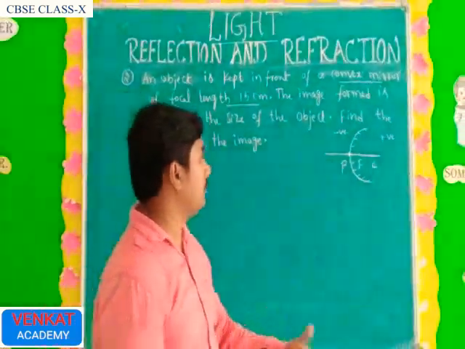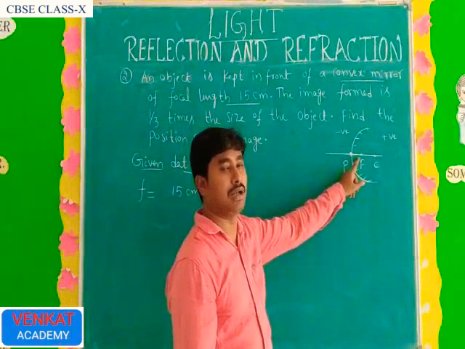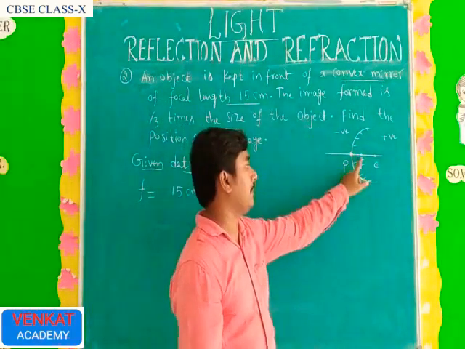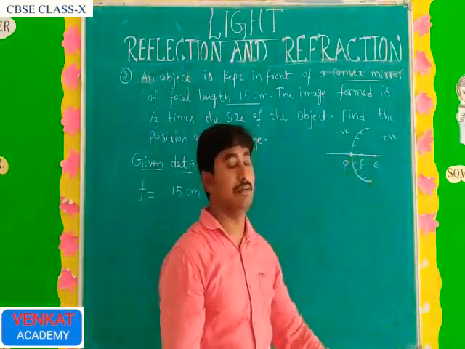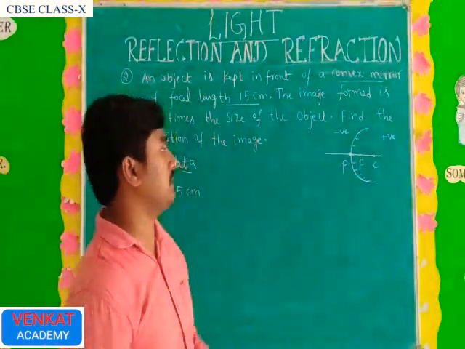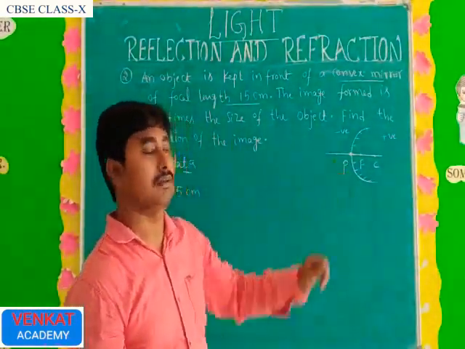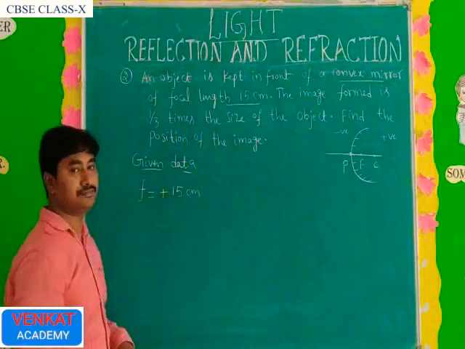And also, if you get the answer, the v value must be positive. Why? Because in the first condition, the image is formed at the focus. In the second condition, the image is formed between P and F. So you must ensure the image distance is positive in the convex mirror. That's why here the focal length is positive.